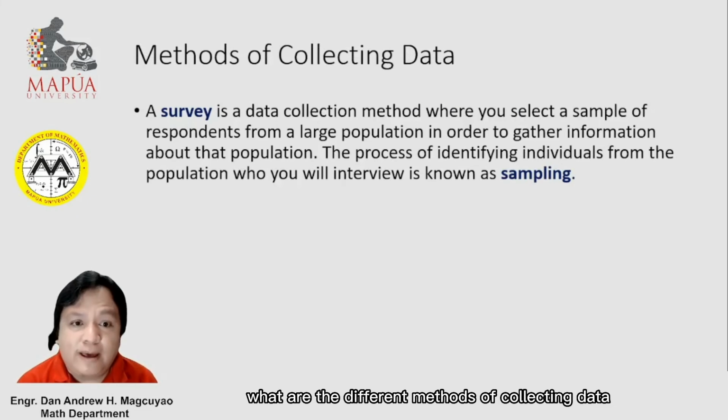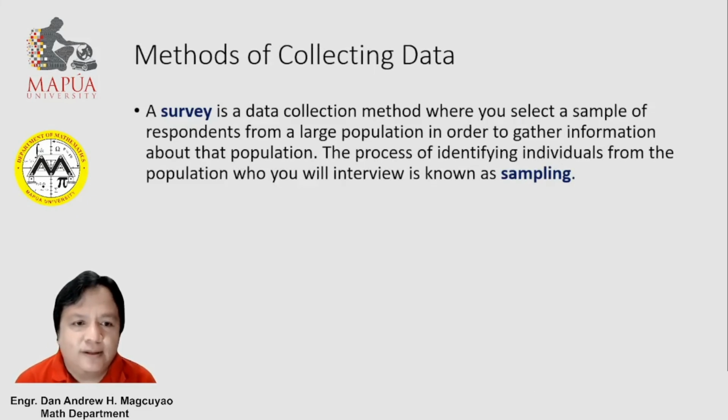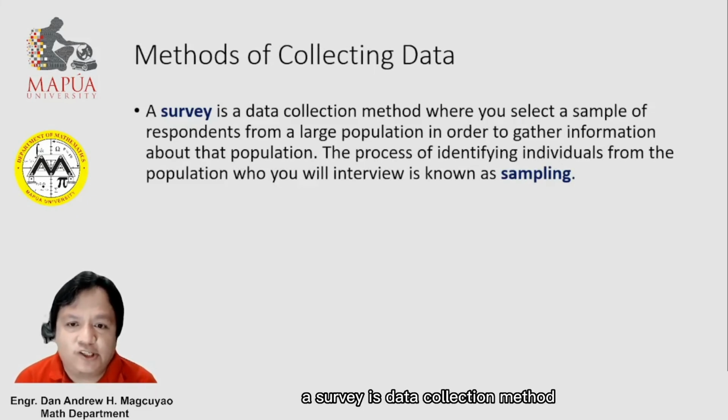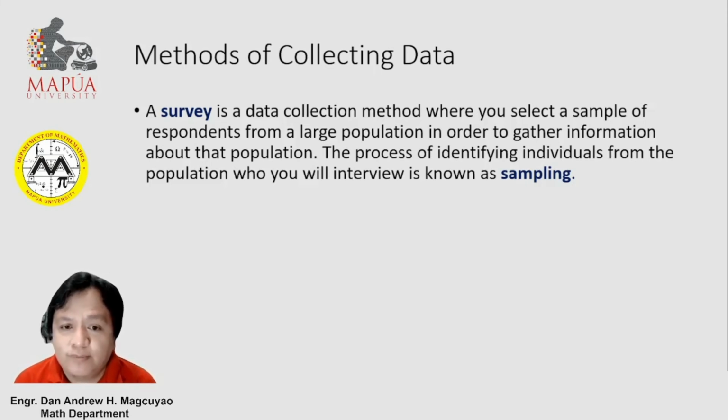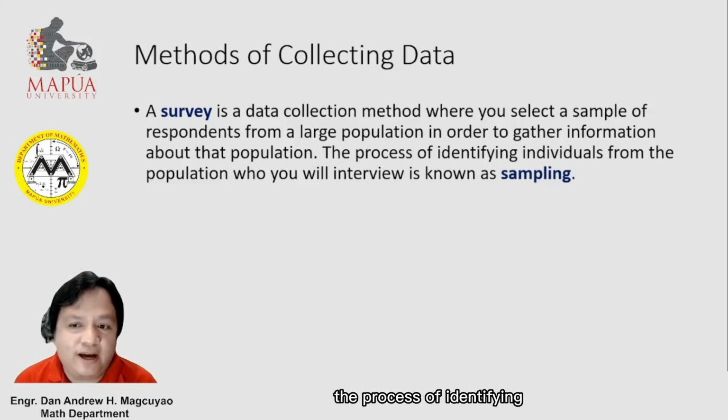What are the different methods of collecting data? A survey is a data collection method where you select a sample of respondents from a large population in order to gather information about that population. The process of identifying individuals from the population who you will interview is known as sampling.